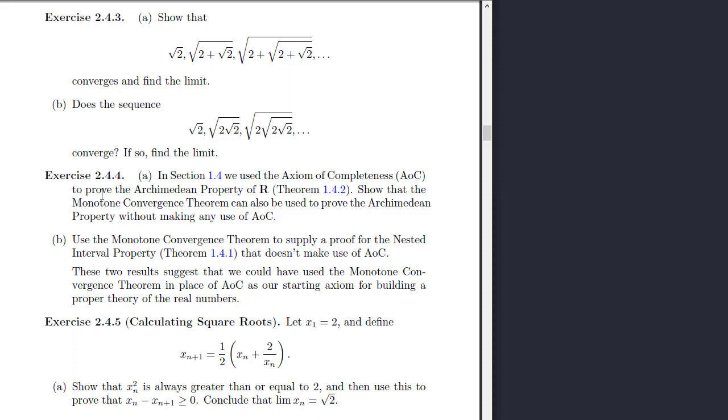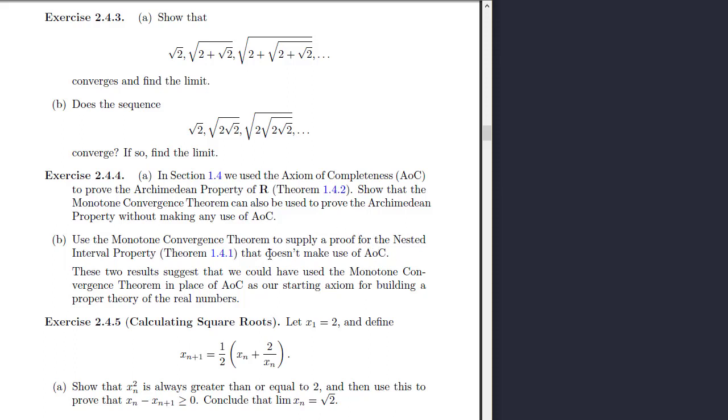Here in exercise 2.4.4. So it says in section 1.4 we use the axiom of completeness, the AOC, to prove the Archimedean property of the real line. We want to show that the monotone convergence theorem can also be used to prove the Archimedean property without making any use of the axiom of completeness. Okay, then part B says, now use the monotone convergence theorem to supply a proof for the nested interval property that doesn't make use of the AOC.